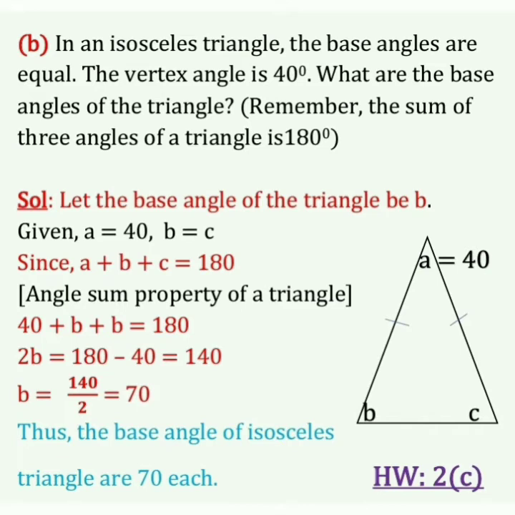Thus, the base angles of the isosceles triangle are 70 each. It means B is equal to C is equal to 70. Is it clear? Now try to solve 2C by yourself.